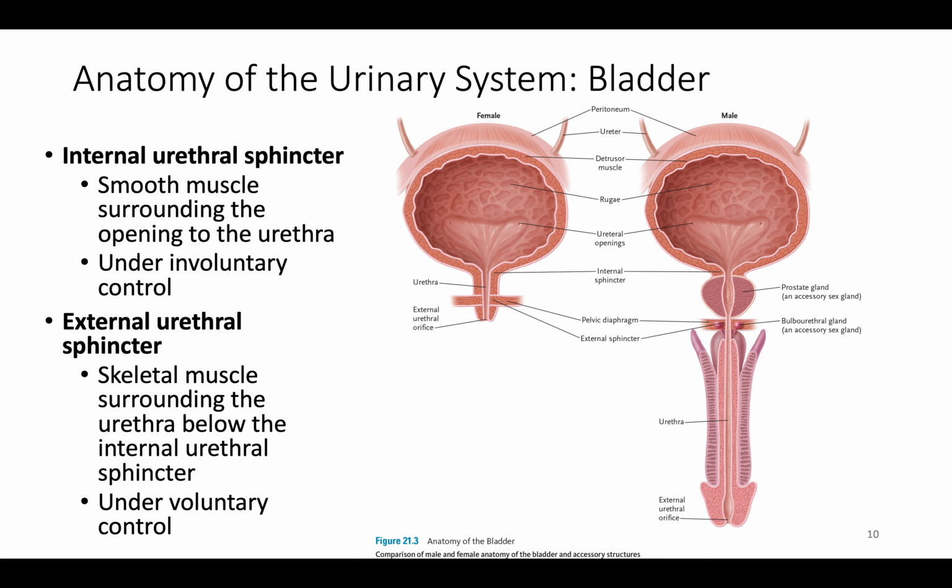Now, as I mentioned, we have two urethral sphincters. The internal urethral sphincter we are not in control of. It's under involuntary control. What does that mean? That means that when pressure builds up a lot, it's going to open up that internal sphincter. That gives you the urge to urinate. But you still have time to find a bathroom, which gives you the ability to have voluntary control.